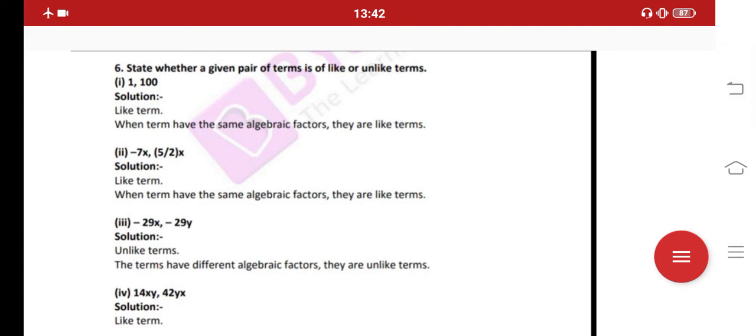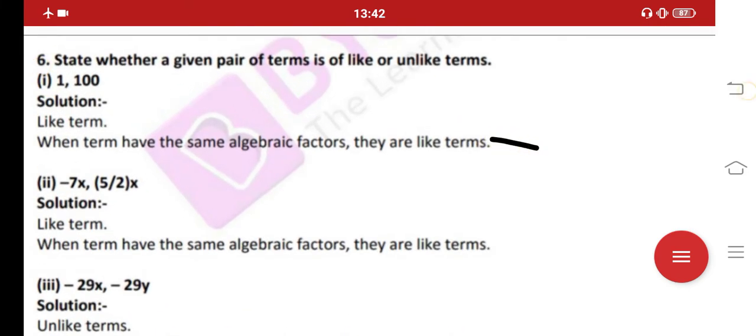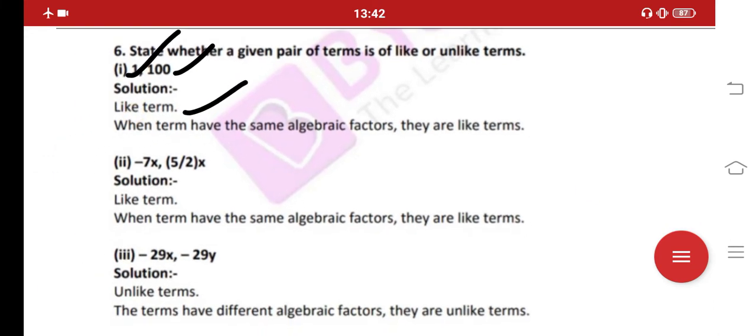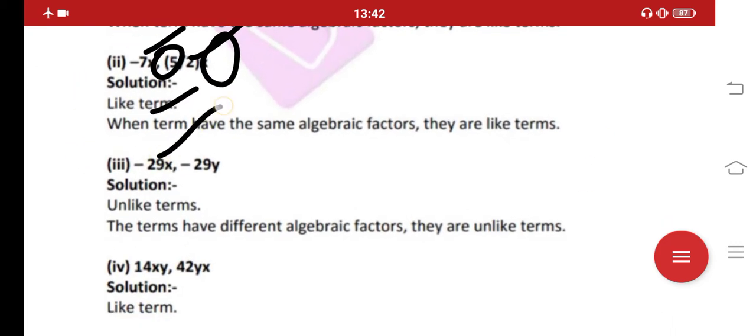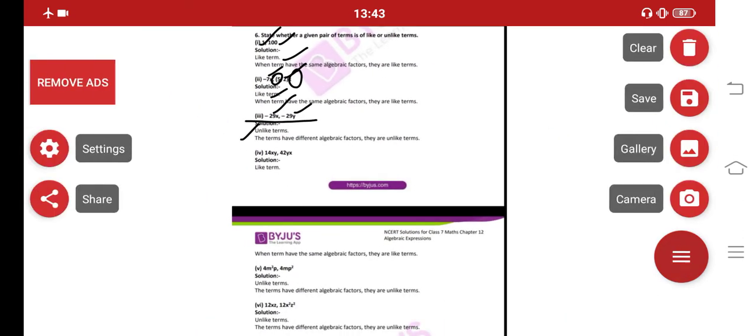So see here which are like terms, 1 and 100. Both are what? Both are constant. Okay, both are constant, so these are like term. Now here minus 7x, 5 by 2x. In both the cases x is given, so these two are also like term. Now minus 29x, minus 29y. Here you can easily see minus 29 is common in both the terms, but we have to check the like terms on the basis of variable. In both the cases, in minus 29x and minus 29y, both the variables are different, so these are unlike terms. Likewise, you can solve further options.